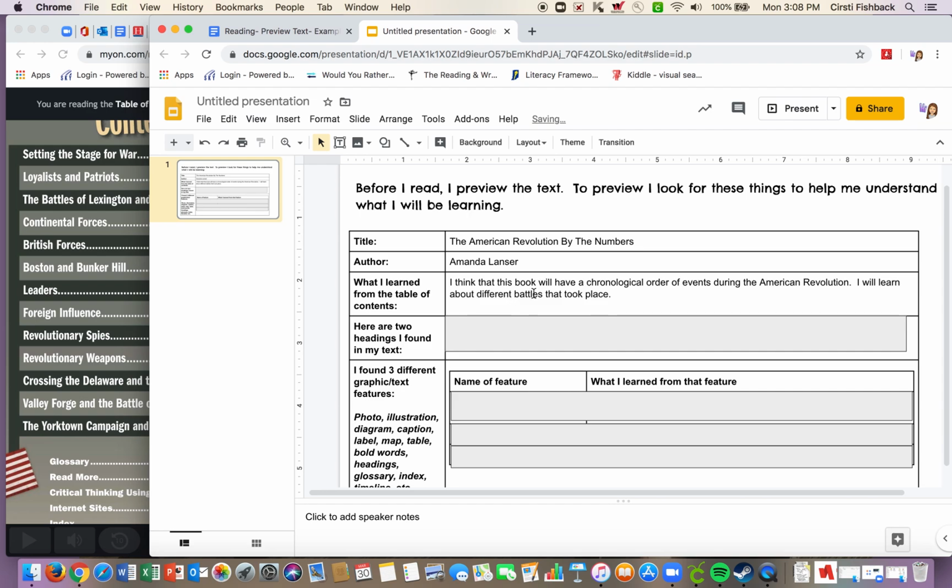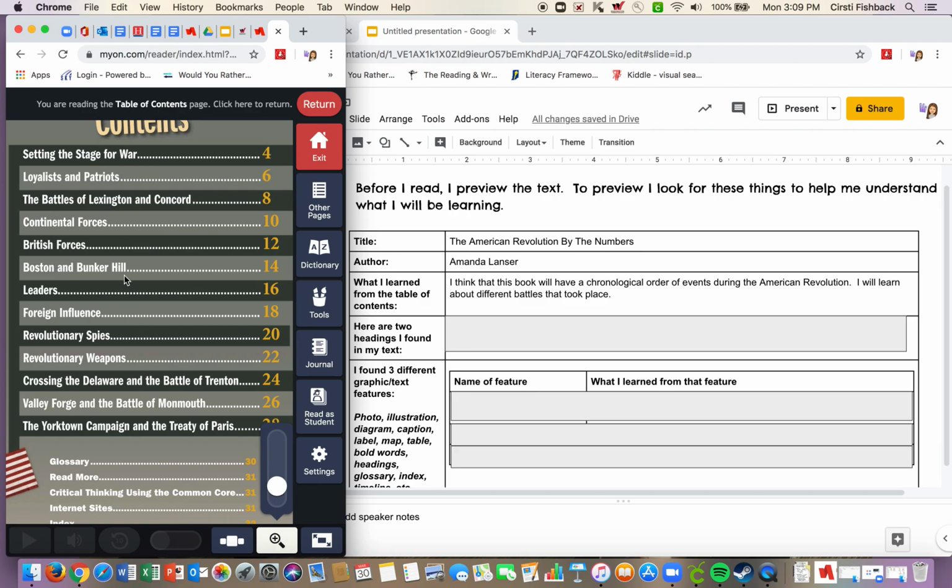Over here, I wrote down that I think this book will have a chronological order of events during the American Revolution. I will learn about different battles that took place. The reason I chose chronological was because we're setting the stage, we're choosing sides, all of these battles are taking place, and then it ends with the Yorktown Campaign and the Treaty of Paris. Usually whenever there's a treaty signed, that means there's some sort of peace or agreement made. So I'm predicting that that's probably what's going to take place.